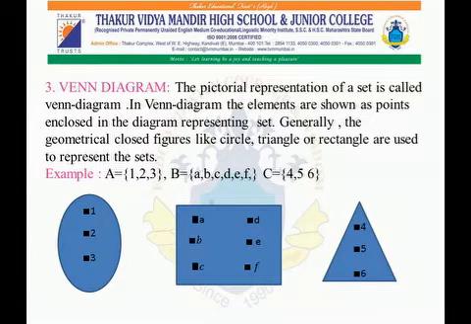Similarly, for set B, the elements are a, b, c, d, e, f. The set B is represented by a square, and its elements are denoted by the points a, b, c, d, e, f. Similarly, set C is denoted by a triangle and its elements 4, 5, 6 are denoted by points. Understood? So there are three methods to represent a set. First is the roster method, second is the set builder method, and third is using a Venn diagram.